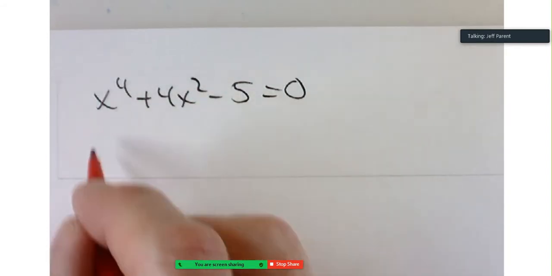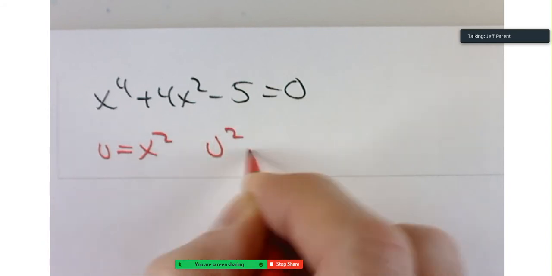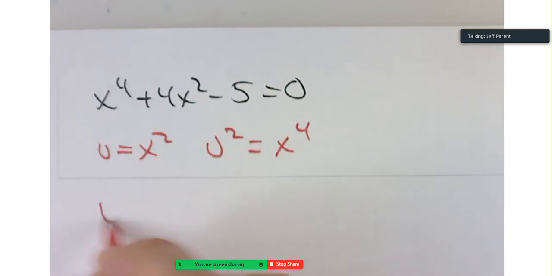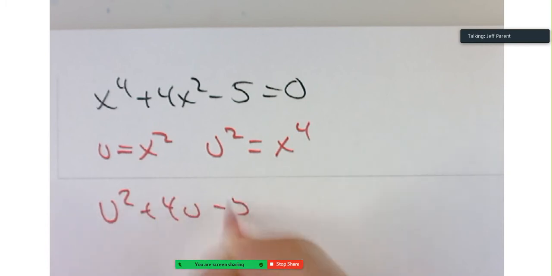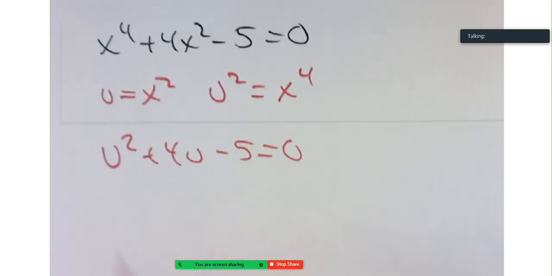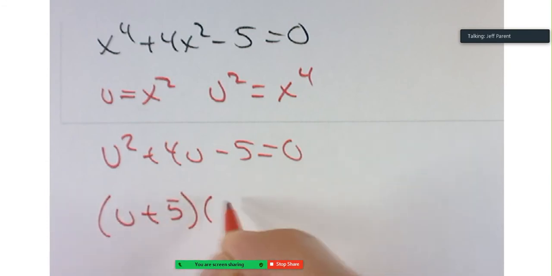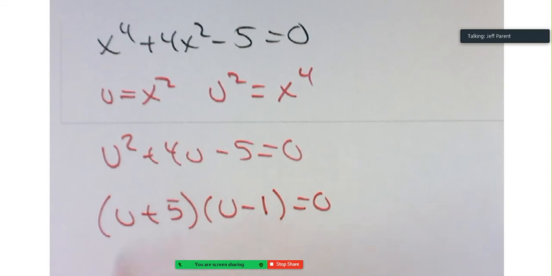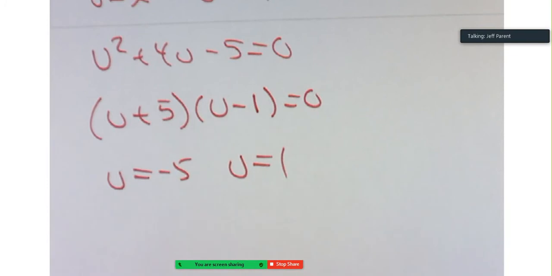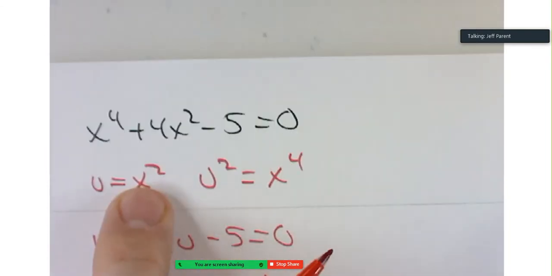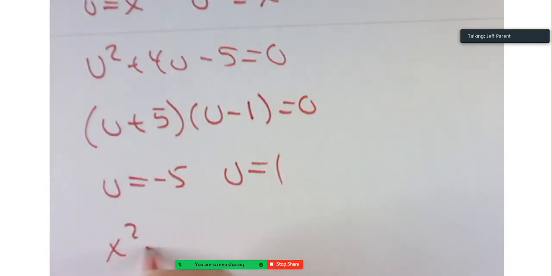This is half of this, so I'm going to let u equal x squared. u squared equals x to the 4th. This is u squared plus 4u minus 5 equals 0. That factors as u plus 5 times u minus 1 equals 0. Now on WebAssign, I think they're going to want the non-real solutions. First of all, they're not going to want solutions in u. They're going to want solutions in x. So you're going to have to go back and say, all right, u is taking the place of x squared. So this is x squared equals -5. This is x squared equals 1.